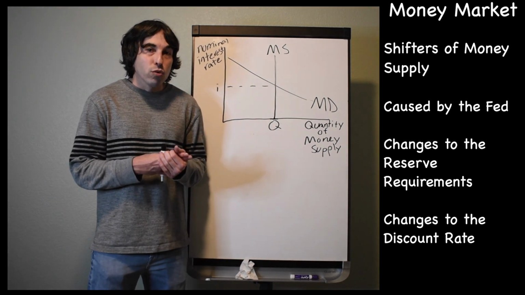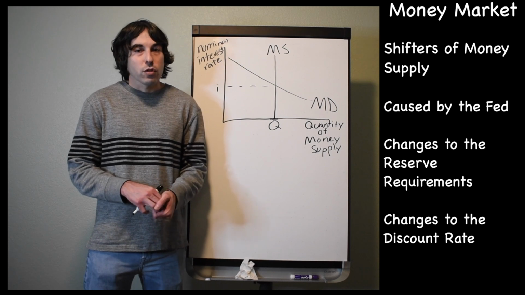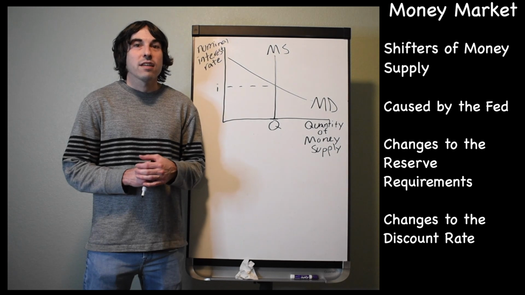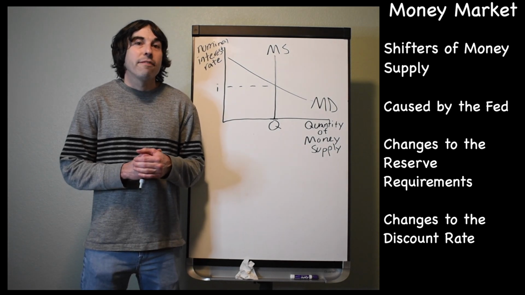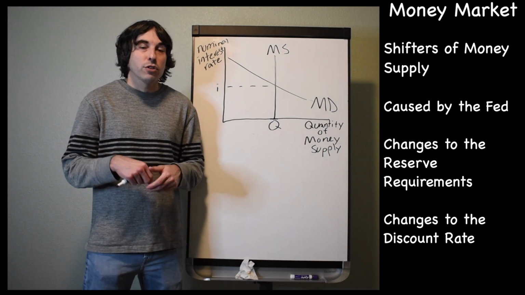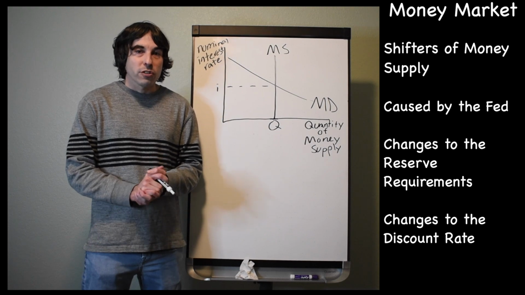There are three tools of the Federal Reserve that they use to change money supply. One is the reserve requirement ratio. That's the percentage of money that's sitting in people's checking accounts that banks are not allowed to lend out. If the Fed wants banks to lend out more money, they can lower that reserve requirement ratio, which will allow banks to lend out a greater amount and make your money multiplier larger.